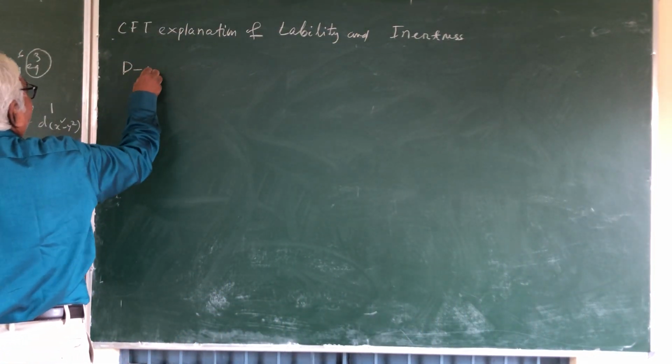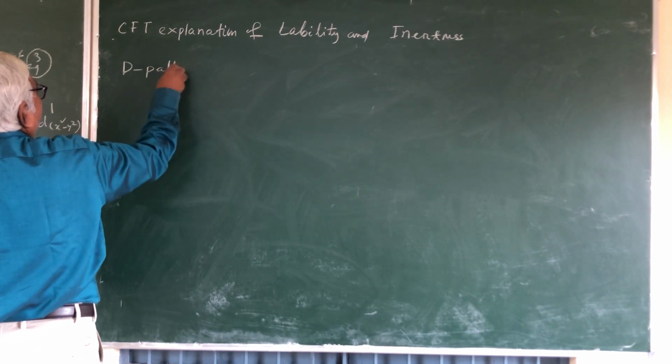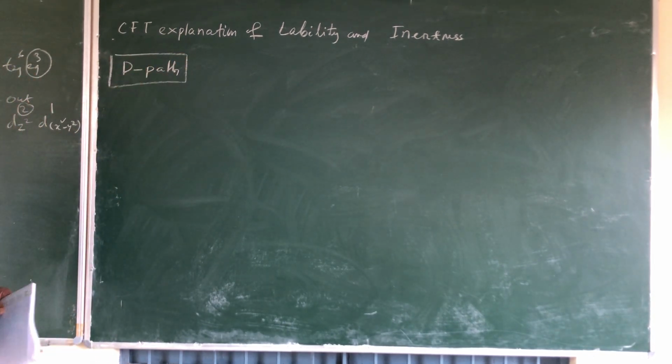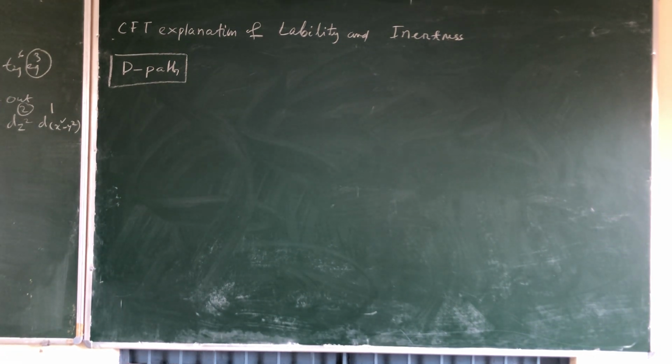D part. Earlier we have discussed what is D part. D part means dissociative part. If the coordination number is decreasing, then the intermediate or activated complex may be square pyramidal or trigonal bipyramidal.